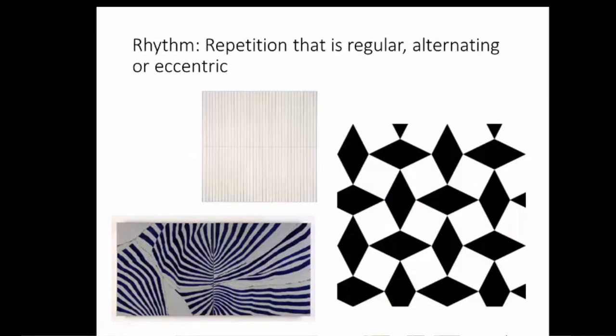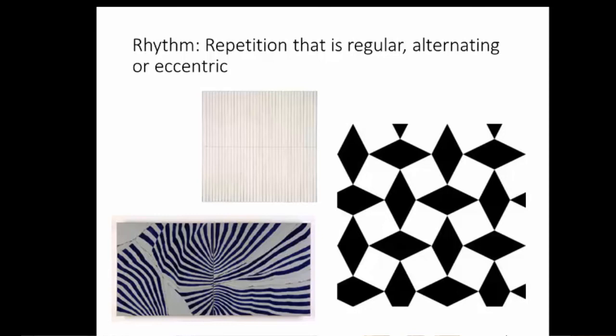Our next principle to look at is rhythm. Rhythm is about anything that repeats. If you see anything repeating in an image, you have rhythm. And so below we see lines and shapes and lines again repeating, but they repeat in a different way. We have regular, alternating, and eccentric. Regular rhythm, such as the top left image, creates a sense of calm, order, reasonability, and rationality. It is stable because it does not change, it stays the same.